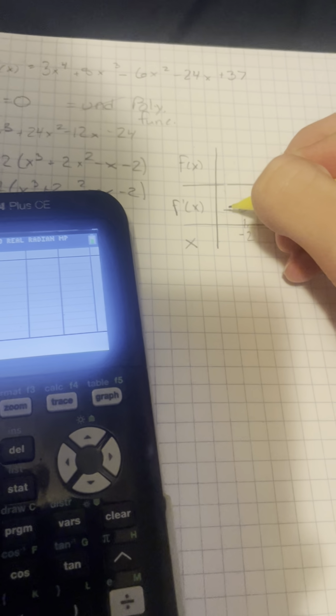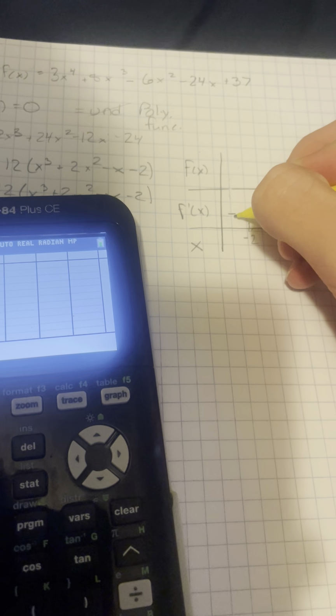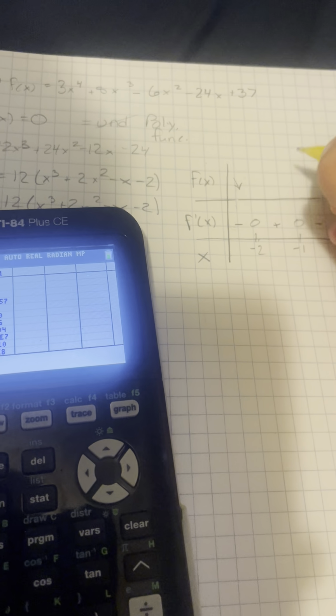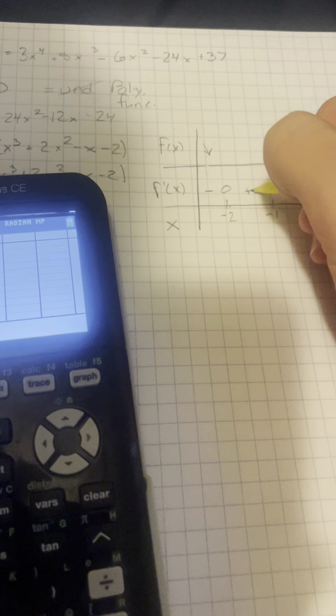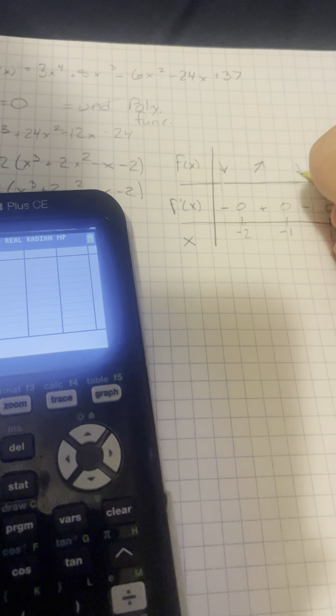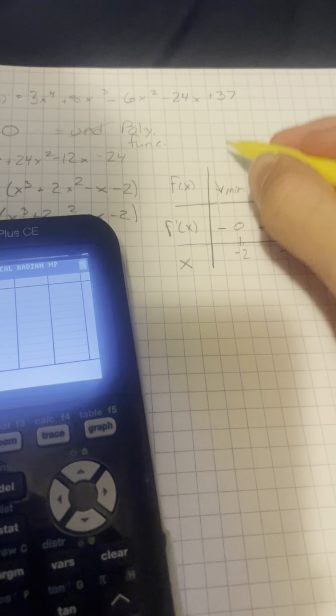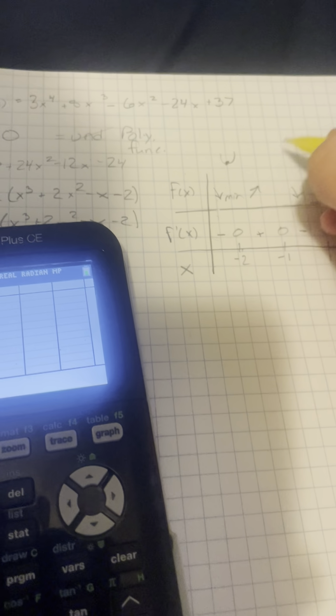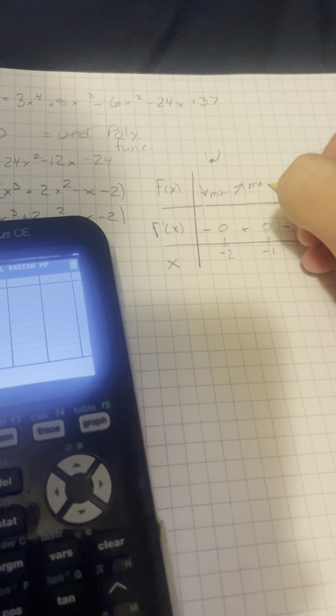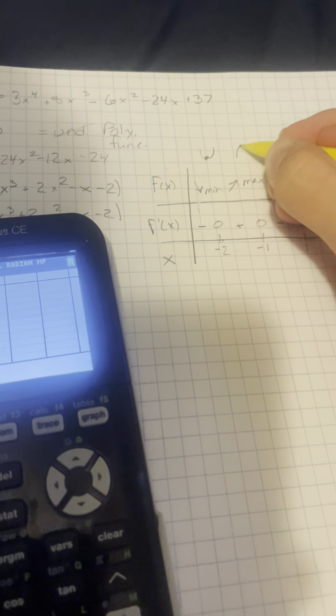And then since f prime of x is negative, we know f of x is decreasing. And then here it's positive, so it's increasing. Same thing here, decreasing, increasing. So we know this is a minimum, since it's going like this. This is a max, it's going to be going like that. That's what the point's going to look like. And this is another minimum. It's going to look like that.